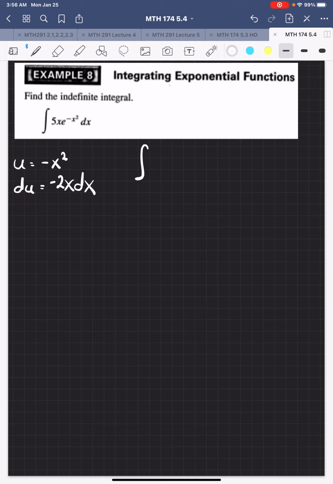So right now I have 5x e. Now, it was e to the power of negative x squared, but remember, we're going to insert u. We're still integrating with respect to x. So in order for me to insert a du, I have to have a dx. So I do have a dx. I have to have an x. I do have an x. And I have to have a negative 2. Well, I don't have a negative 2. I have a 5.